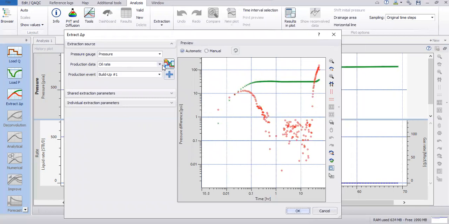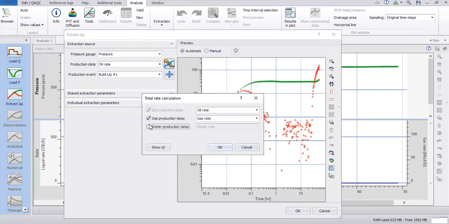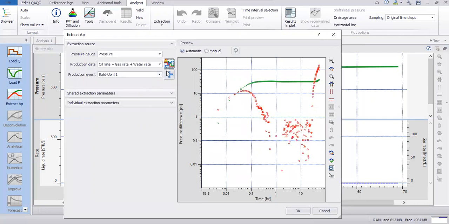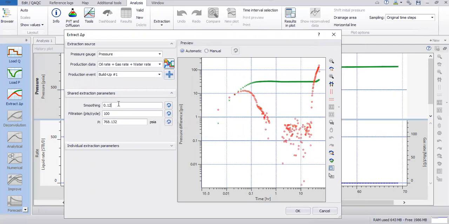So for the production data, select oil, gas, and water. And then if you want to improve the smoothing, like this, or 1.5, or don't use too high smoothing. So I'm just going to use 0.1.